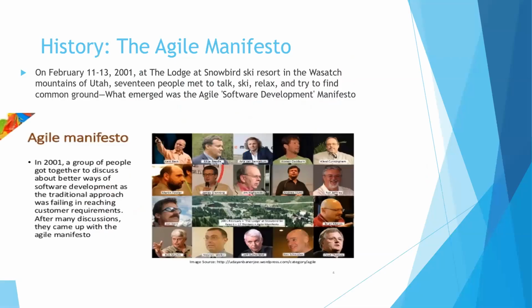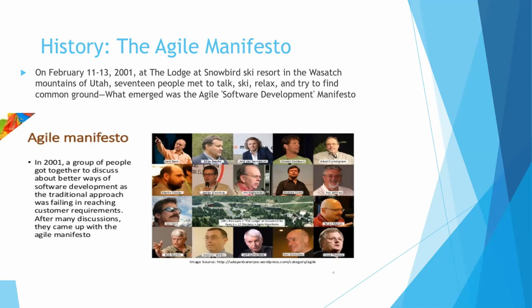Let's move further. After that, we're going to do a bit of history. So this is the history of Agile. It started with what we call the Agile Manifesto. Between February 11 and 15, 2001, in Utah, a group of 17 software engineers gathered together to find a better way of delivering software and reduce software failure because of requirements.